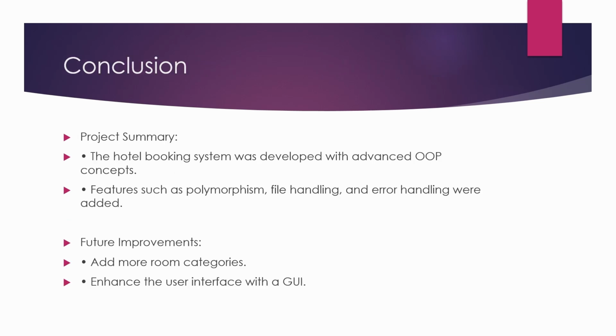To summarize, in this session, we have enhanced the hotel booking system by adding advanced features like polymorphism, file handling, and error handling. These additions improve the flexibility, reliability, and scalability of the system. Moving forward, you can build on this foundation to add more features and further improve the user experience.